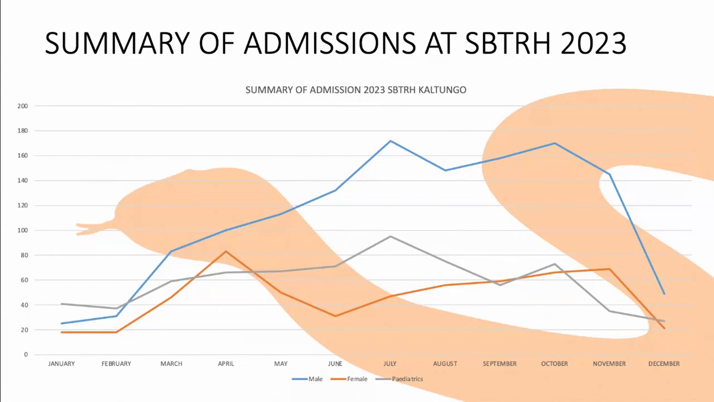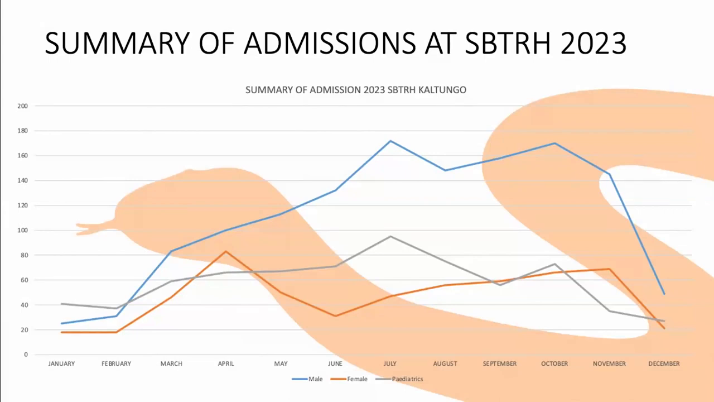Only by the time you come to April and May, you could see that the females also had a little increase in the number of patients that were admitted. This is because at this period, the females will go to the bush to gather firewood and keep for the rainy season. Because by the time it is rainy season, they will not be able to go to the farm and gather firewood. So it is the activity of cutting firewood that has caused the females to increase.